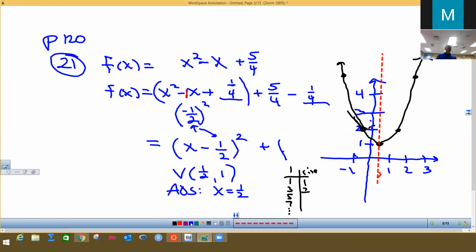Now we're supposed to also get the x-intercepts. Well, look at this black line. Where does the black line cross x? Well, it doesn't. So the x-intercepts are none.